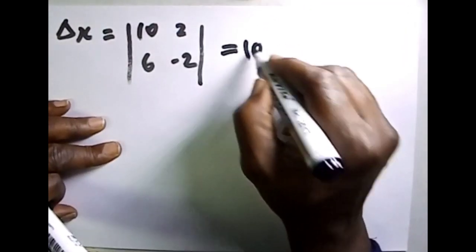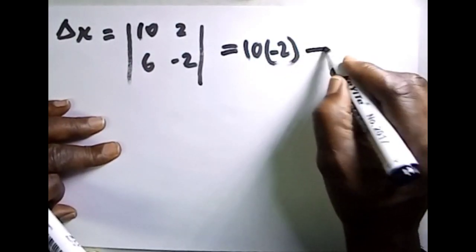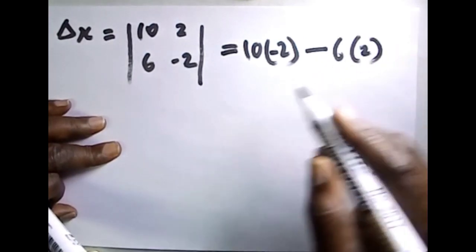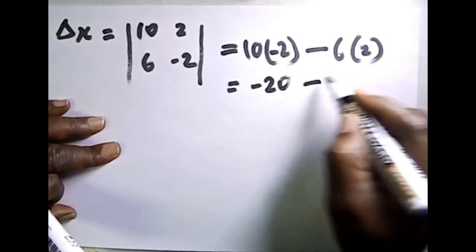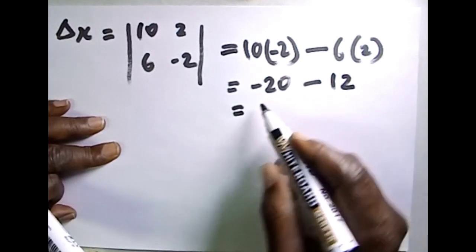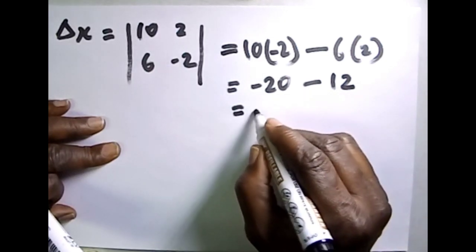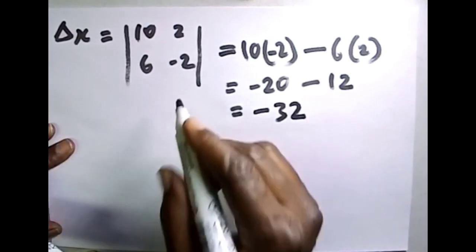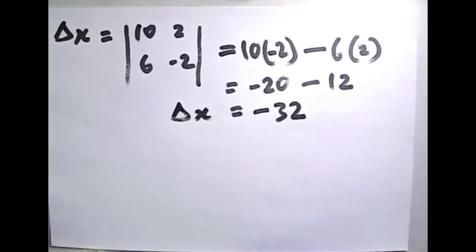And we use the same method, cross multiplying diagonally. That's 10 times minus 2 minus 6 times 2. 10 times minus 2 is minus 20, minus 6 times 2 is minus 12. So that's minus 20 minus 12, which will give us minus 32, I guess. So change in x equals minus 32. Please take notes.